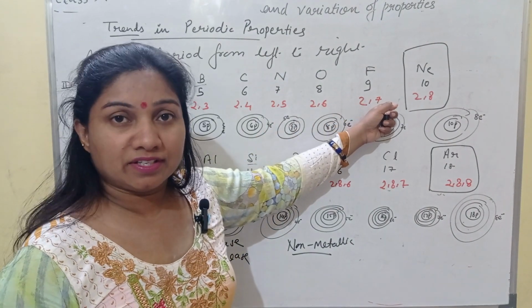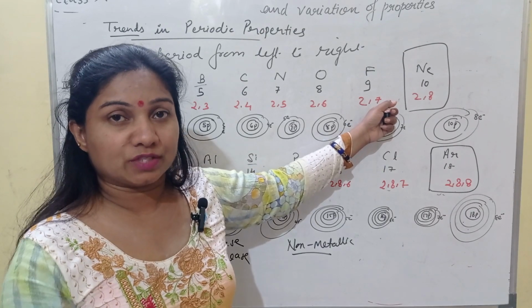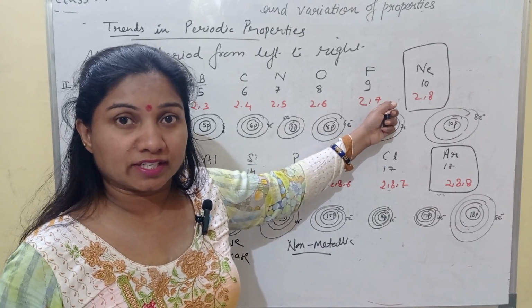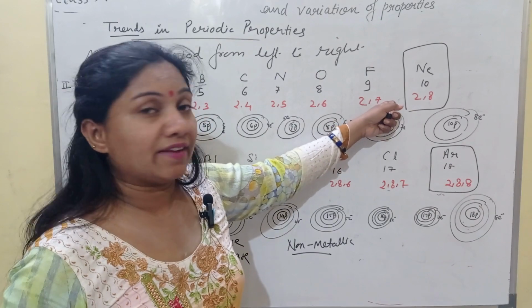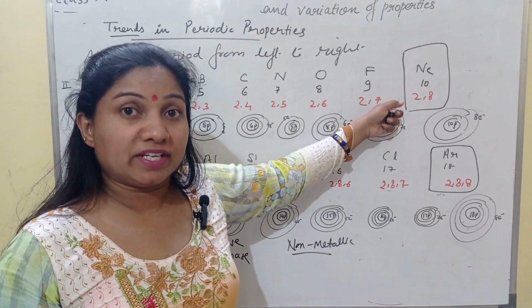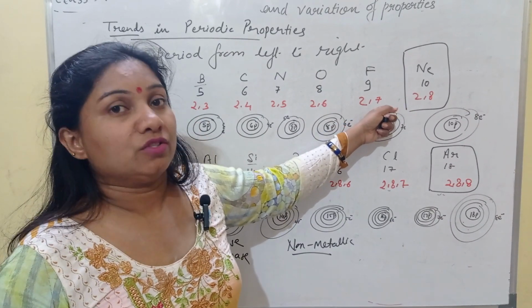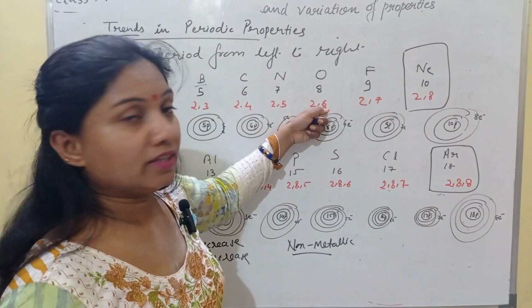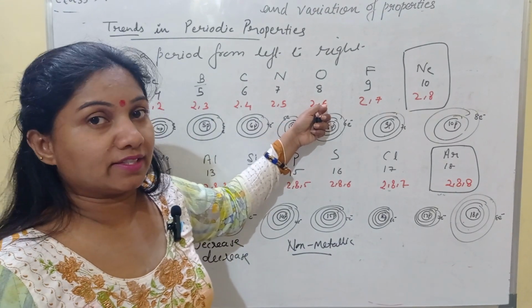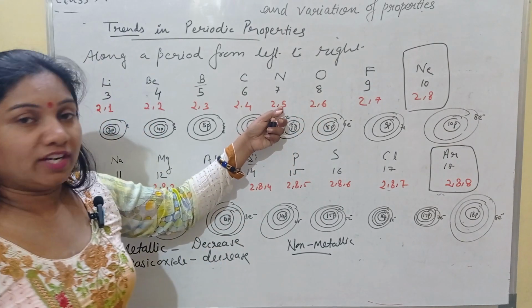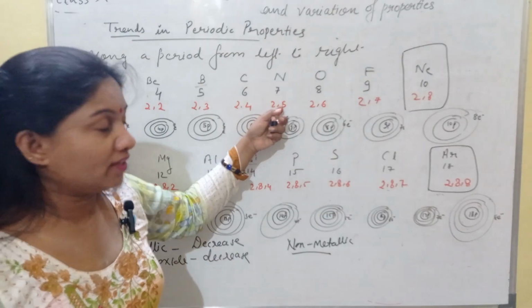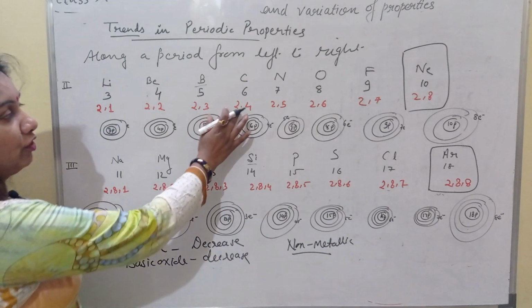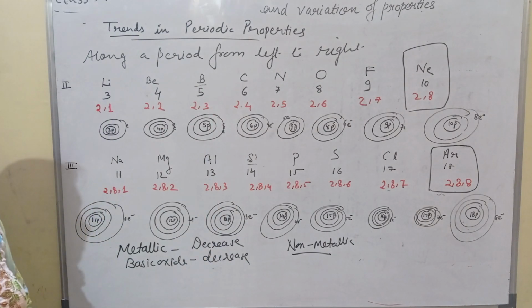See, it is having 7 electrons in its valence shell. It needs 1 more electron to complete the octet. So rather than donating 7 electrons, it will accept. It will be easier to accept 1 electron. So this is accepting 1 electron. Here it is short of 2 electrons, so it will accept 2 electrons. Short of 3 electrons, it will accept 3 electrons. Short of 4 electrons, it will accept 4 electrons.